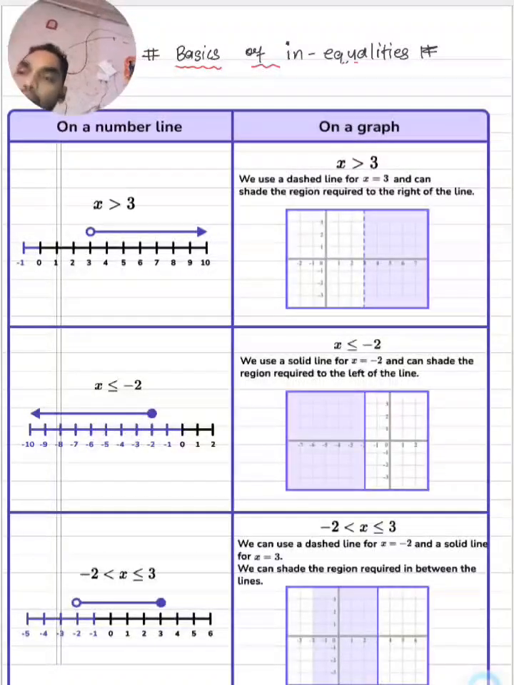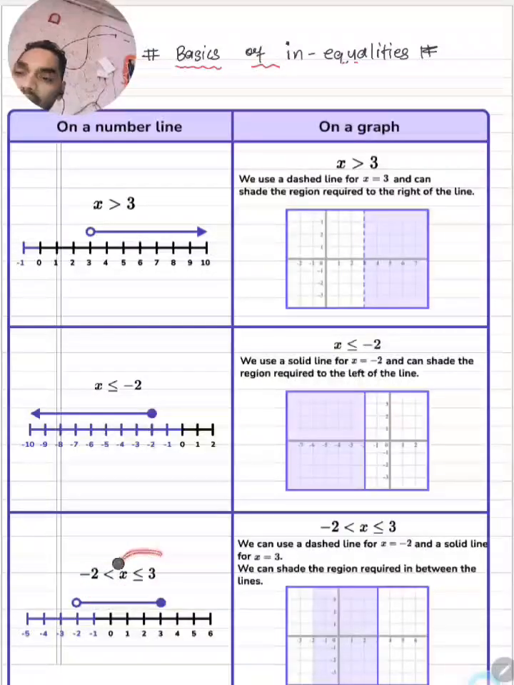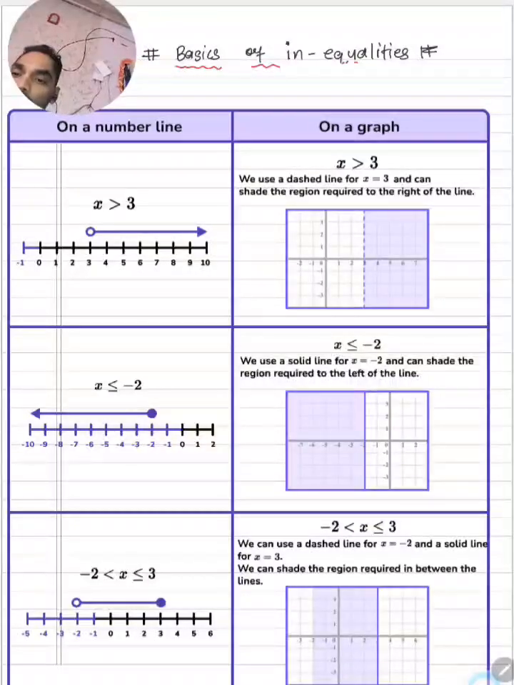Okay? And suppose the situation is like this. Whenever we are reading, we need to read according to x. So it is written x is greater than negative 2 and x is less than or equal to 3. So this time there are two inequalities, but they merge. So how to make it? First of all, 3 has an equality sign, so on the 3 we will make a solid circle. Negative 2 is not included, so we will make a hollow circle, and since x lies between negative 2 and 3, we need to join like this. So it is indicating that all the values of x which are greater than negative 2 but less than or equal to 3.